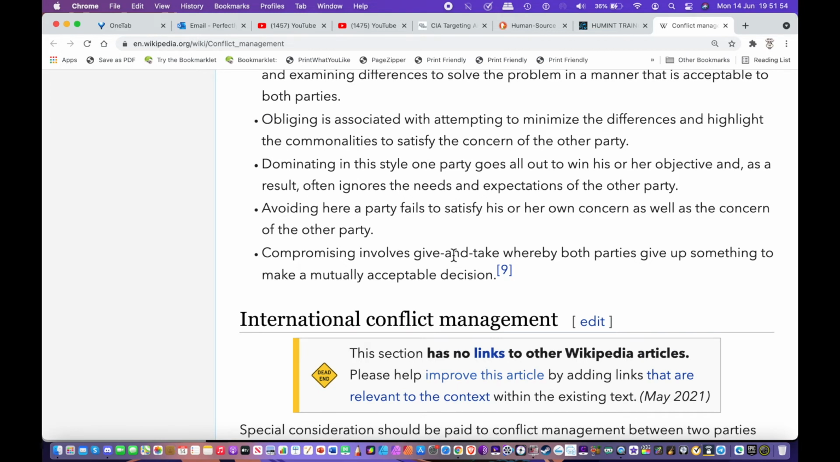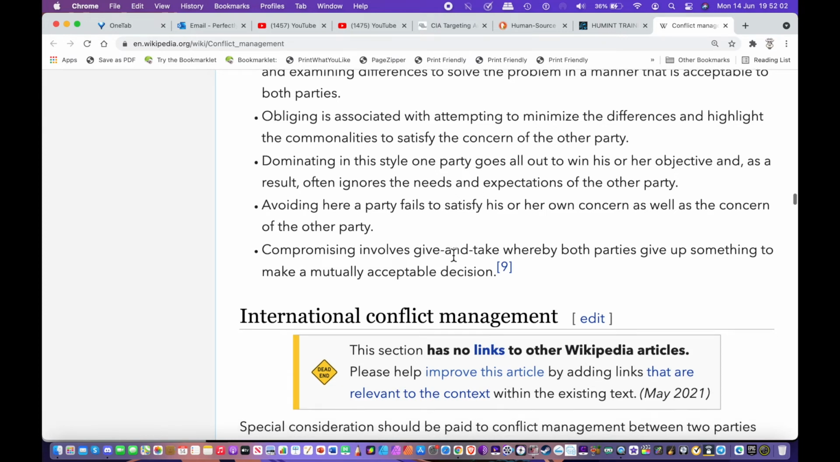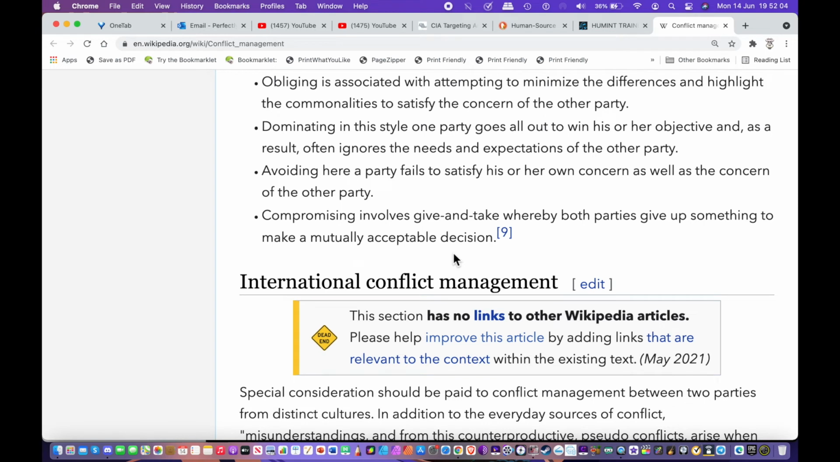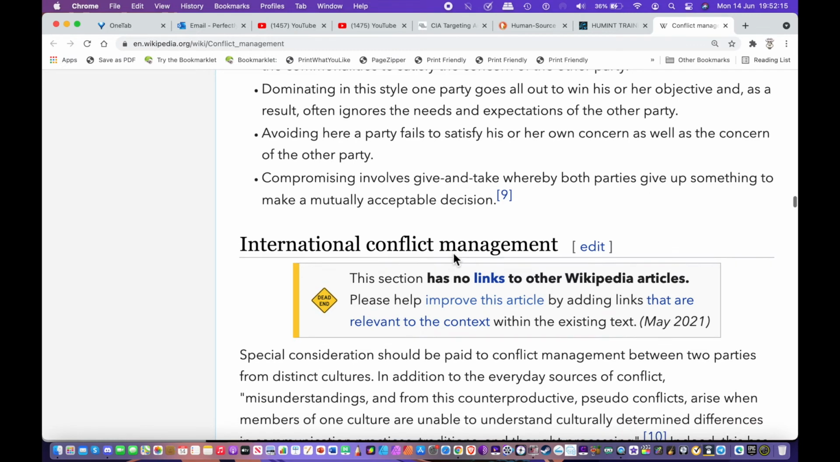Avoiding. Here, a party fails to satisfy his or her own concern as well as the concern of the other party. Compromising. Compromising involves give and take, whereby both parties give up something to make a mutually acceptable decision.